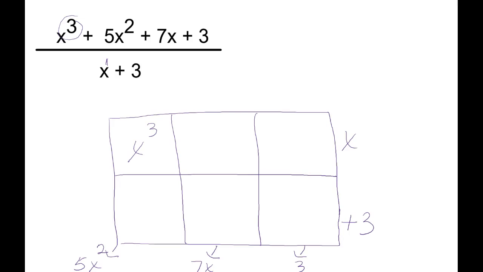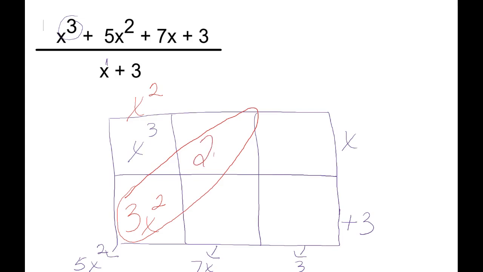In order for me to get the x cubed, I have x times x squared, which will give me the x cubed in the top left-hand corner. Then I can take the x squared times 3, and that gives me the 3x squared. I need this diagonal to pop out and be a 5x squared. The only way to make that happen is if this box is a 2x squared.